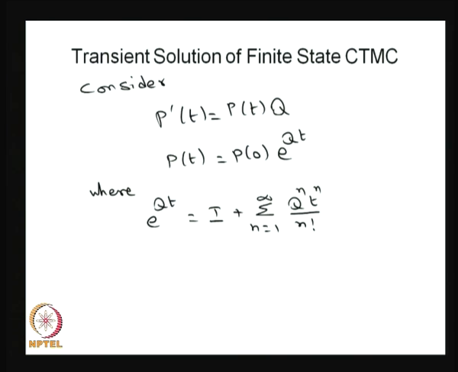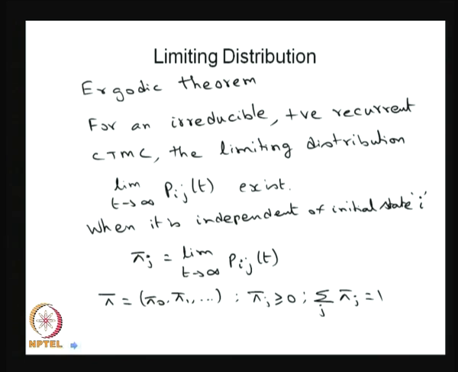and using that you can get P of t. I am not going into detail on how to compute e power Qt and so on, but whenever you have a CTMC with a finite state space, through this method also one can get the time dependent solution. So, with this I have completed the examples for the CTMC to find the time dependent or transient probabilities. Now, I am moving into the limiting distribution.